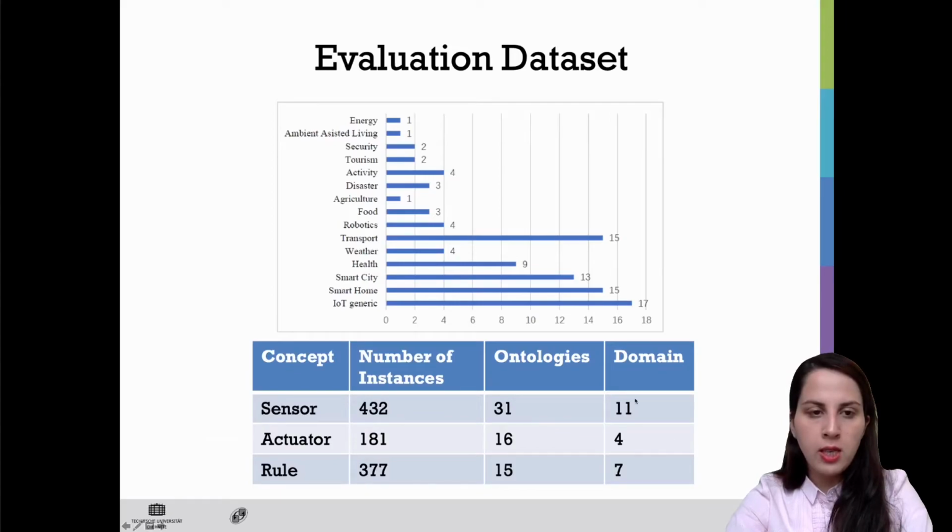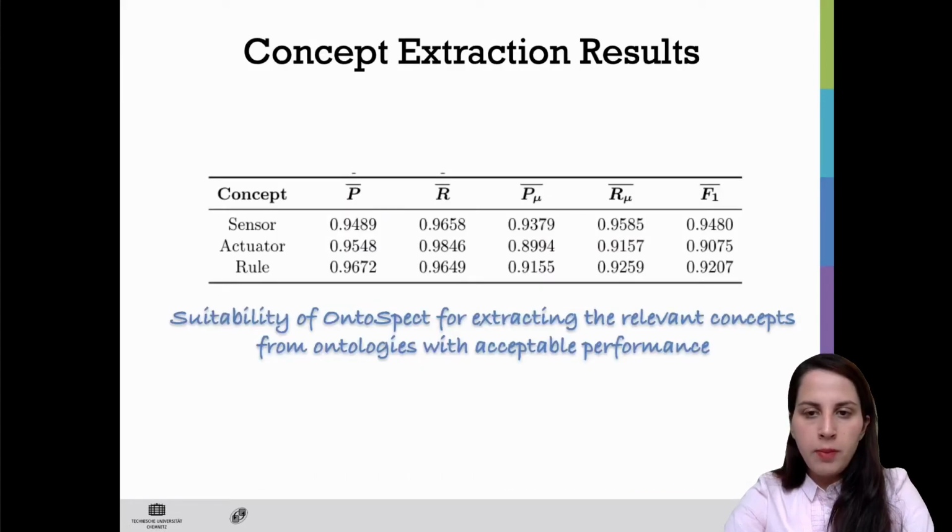Here you can see some statistics of the ground truth. Based on the ground truth, we calculate the precision, recall, and F-measure scores of Ontospect concept extraction. Overall, the F-scores of 0.94, 0.90, and 0.92 for the sensor, actuator, and rule show a good performance of Ontospect for the extraction of those concepts.